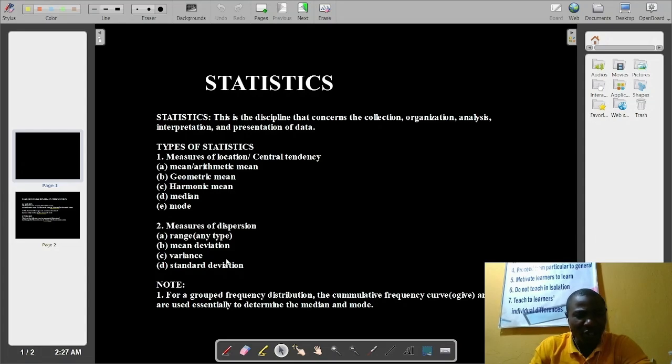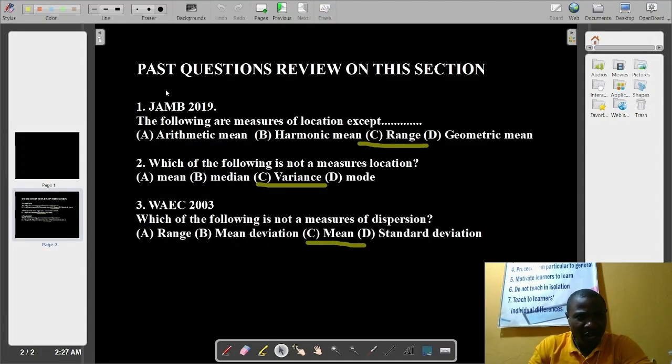Now, this is a brief introduction to the subject of statistics. Based on this section that we have considered, let's look at some past question review on this section. If you look at this section, we basically have just 3 questions, which should be enough to explain the notes that we have just considered. Now, in JAMB 2019, this is actually an economics question, but it's also not out of place. The question says, the following are measures of location except. In option A, we have arithmetic mean, option B, harmonic mean, option C, we have the range, and option D, we have the geometric mean.